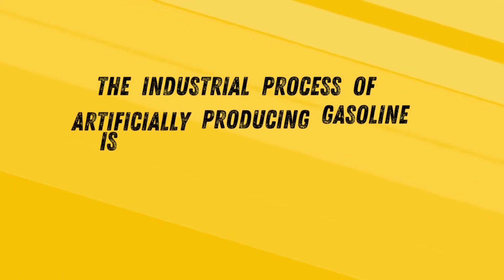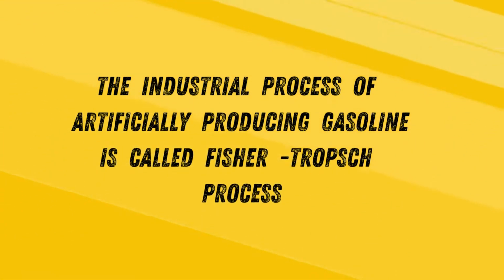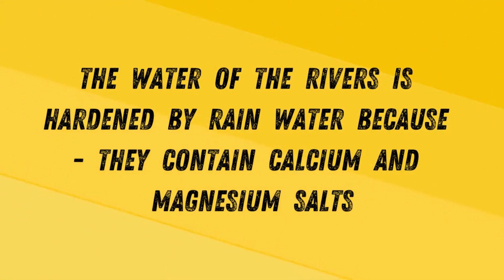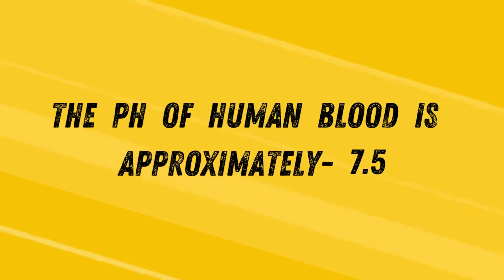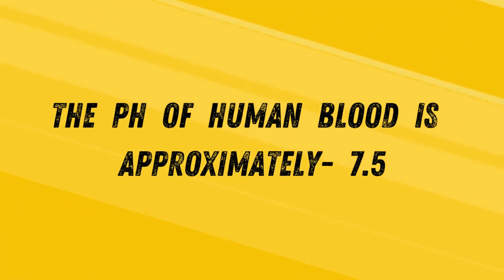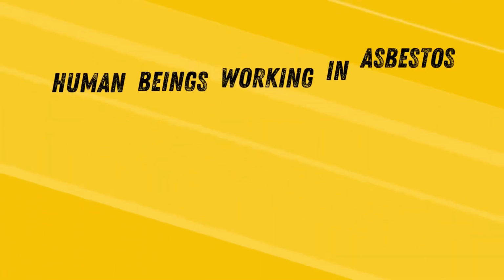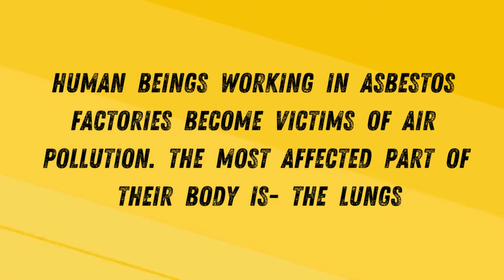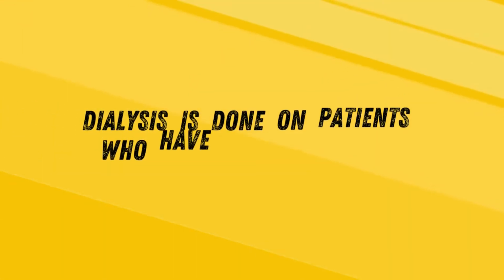The industrial process of artificially producing gasoline is called the Fischer-Tropsch process. The water of rivers is hardened by rainwater because they contain calcium and magnesium salts. The pH of human blood is approximately 7.5. Human beings working in asbestos factories become victims of air pollution. The most affected part of their body is the lungs. Dialysis is done on patients who have renal disorders.